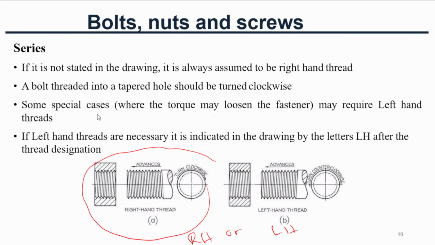So, special cases. In some applications, torque or rotation might loosen right hand threads. In such cases left hand threads are used, which tighten anti-clockwise. These are actually used for special cases.